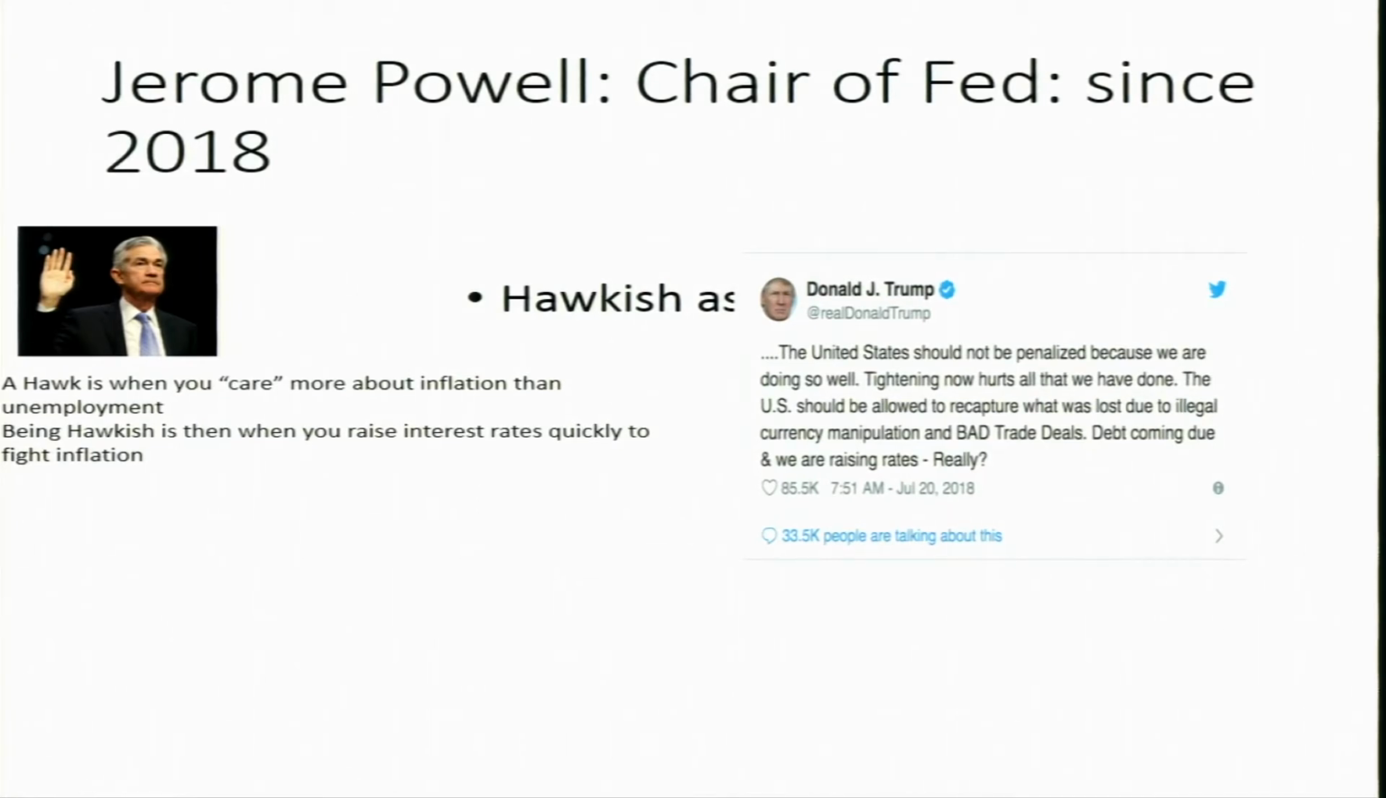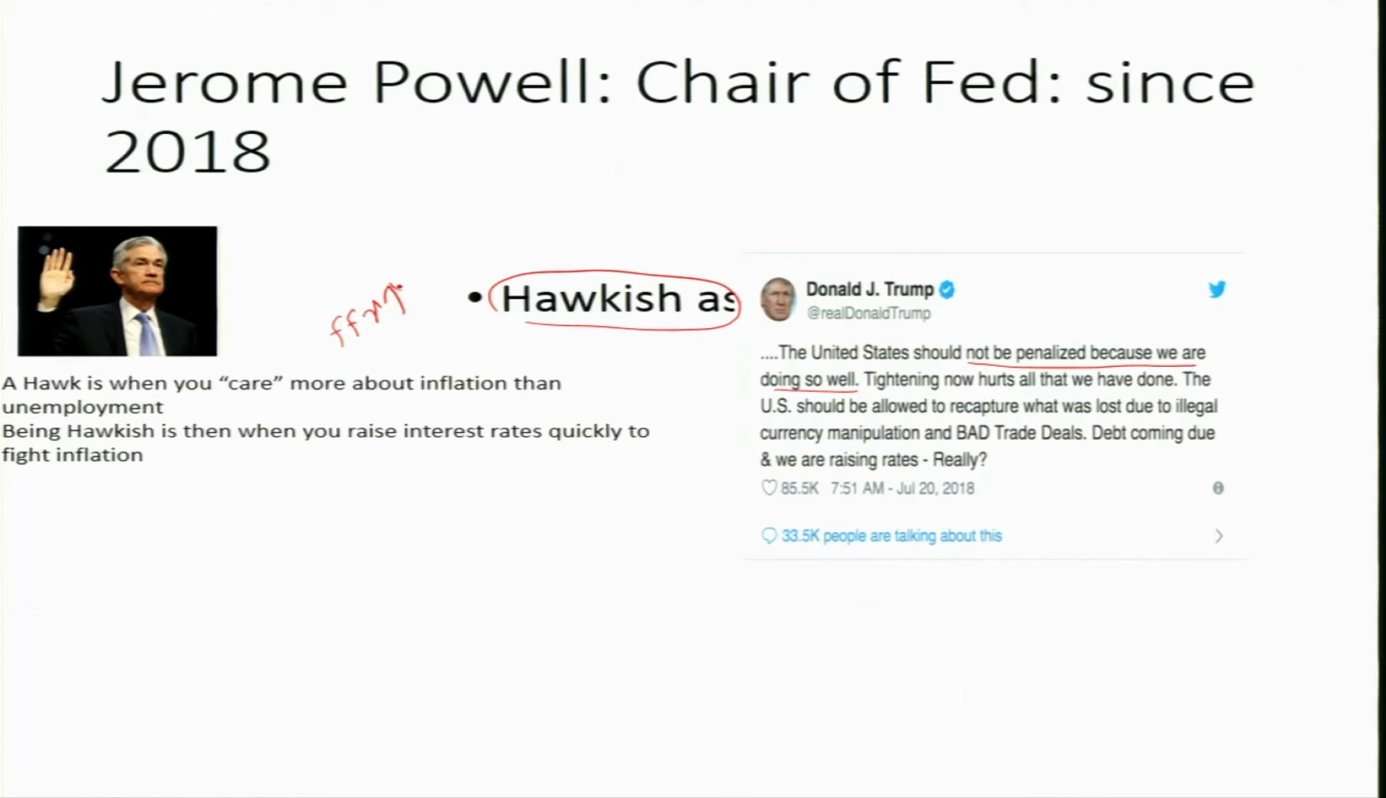So based on these two screenshots, you can see what the former US president was saying about Chair Jerome Powell, that he is in a way hawkish. That means hawkish is when you care more about inflation than unemployment. So here you can read it clearly that the United States shouldn't be penalized because we are doing well. Because when economic activity is good, as a result the chair has followed a contractionary monetary policy, that means increasing the Fed funds rate, right.